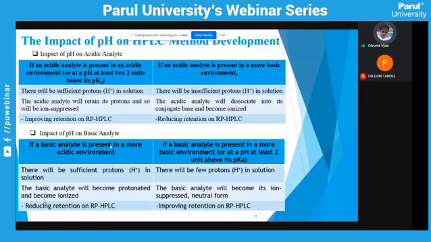If a basic analyte is present in a more acidic environment, what happens? There will be sufficient protons in solution and the basic analyte will become protonated and ionized, reducing retention in RP-HPLC. In the same way, if a basic analyte is present in a basic environment, as I said, like retains like, here we get more retention time for the required peak. There will be few protons in the solution.